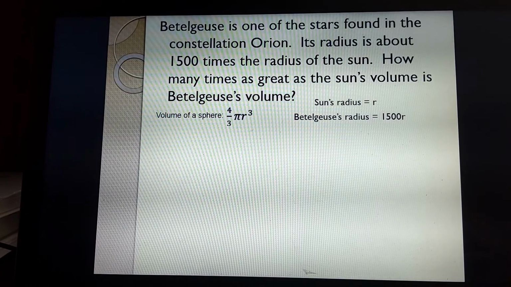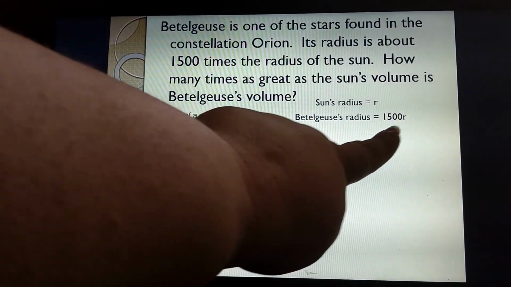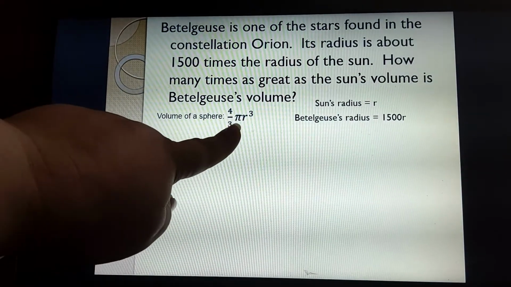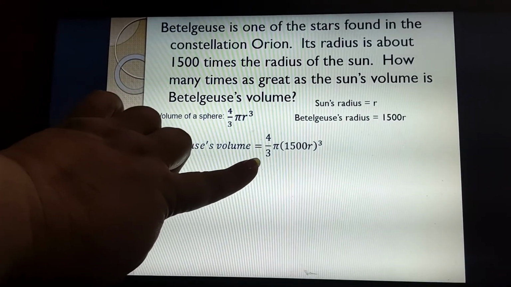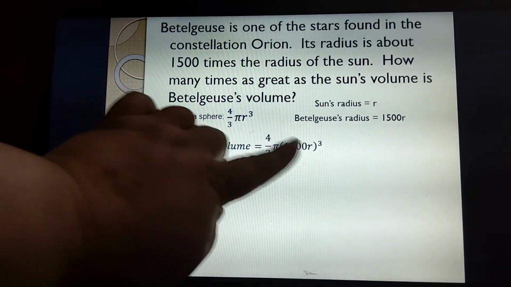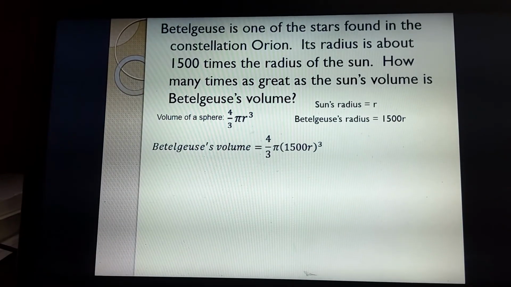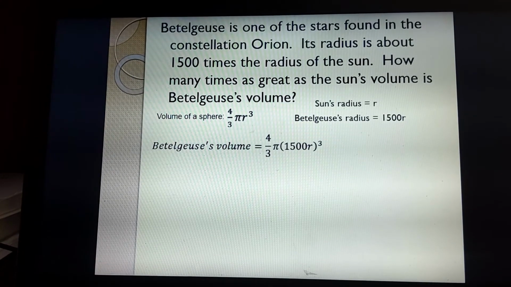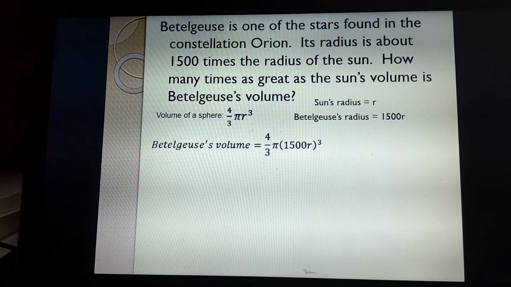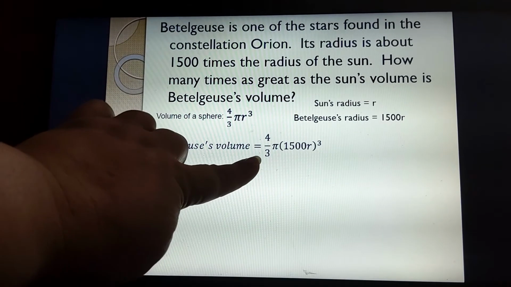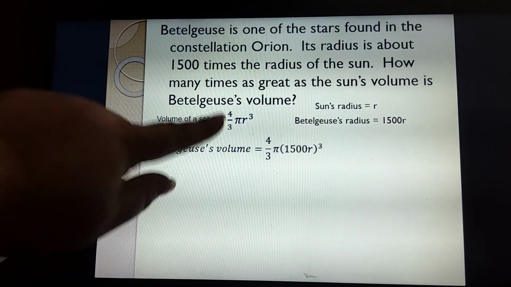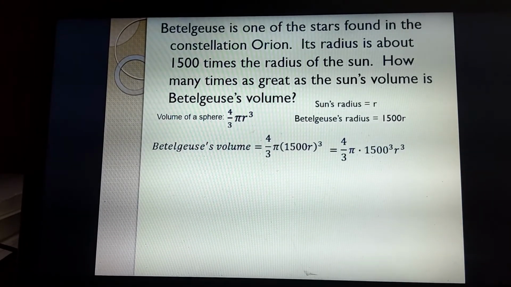So to find Betelgeuse's volume, I'm going to take this radius and plug it in here, right? Notice I kept the 4/3 and the pi. I took the r out and I put the 1500r in its place. Now you're going to use your exponent rules, and what we're going to do is compare them. When you're comparing Betelgeuse's volume, this, to the sun's volume, this means you're going to divide them.